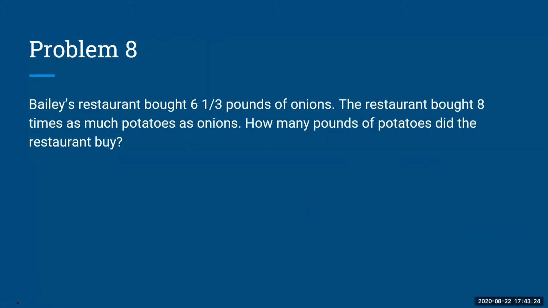All right, second to last problem. Bailey's restaurant bought 6 1/3 pounds of onions. So this is 6 1/3. This is really easy. The restaurant bought 8 times as much potatoes. That should be as many potatoes as onions. How many pounds of potatoes did the restaurant buy? Or did Bailey buy, rather?